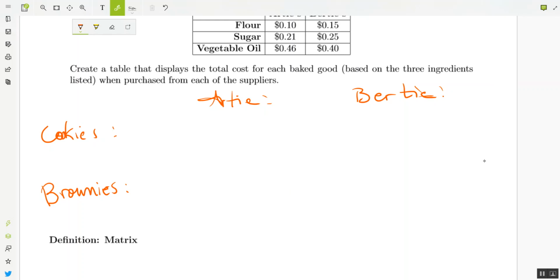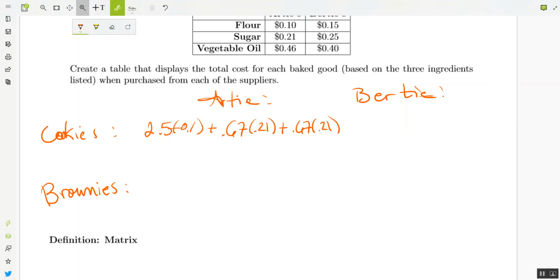So at Artie's, to make a cookie will cost you 2.5 times the price. That's the 2.5 cups of flour times the price of flour. Again, please don't try to make these. Plus how much you need times how much it costs. Plus how much you need times how much it costs. And then I really wanted this to actually all fit in one line. So I'm going to move.